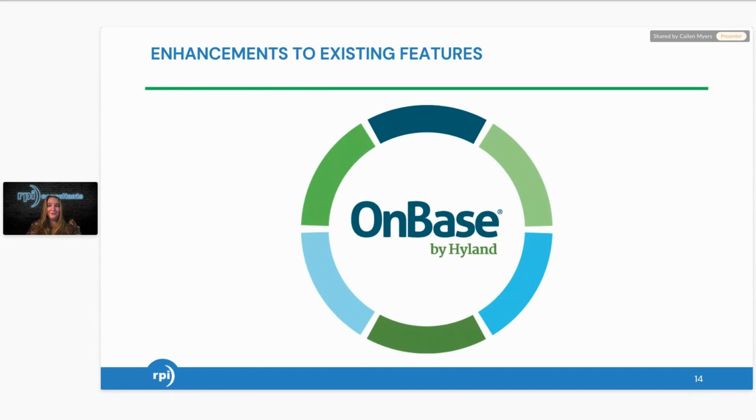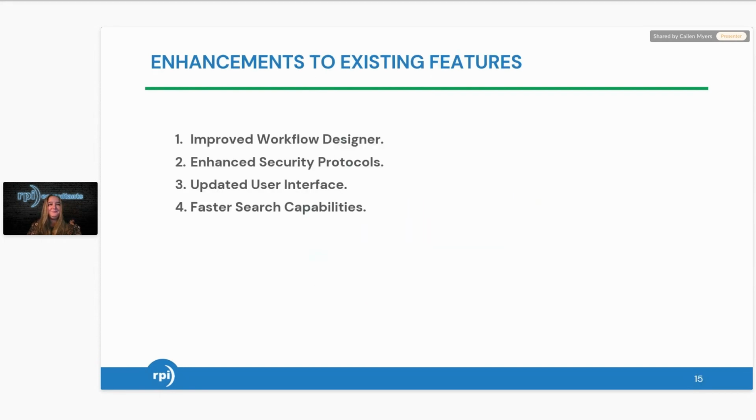So in addition to many new features, OnBase 24.1, of course, will include several enhancements to our existing functionalities and features. Our first enhancement is an improved workflow designer. This would be a more intuitive design tool and templates for faster workflow creation. This is very important to any OnBase administrator to be able to perform your duties quicker with more tools available. Enhanced security protocols will strengthen encryption and access controls to protect your data.